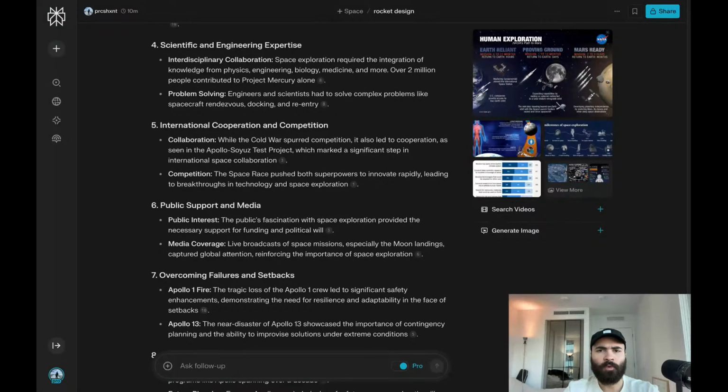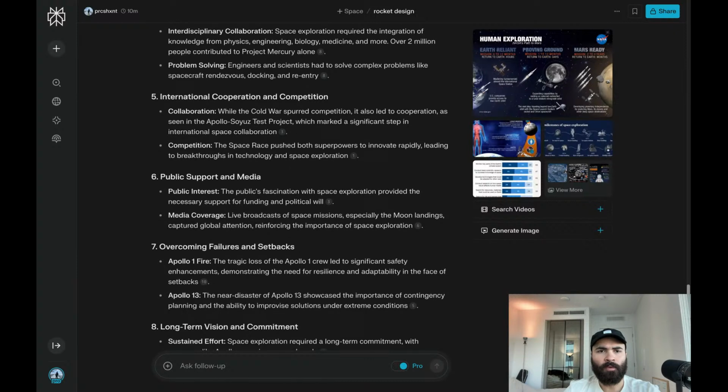Space exploration required the integration of knowledge from physics, engineering, biology, medicine, and more. This is interesting. Over 2 million people contributed to Project Mercury alone. Engineers and scientists had to solve complex problems like spacecraft rendezvous, docking, and re-entry.